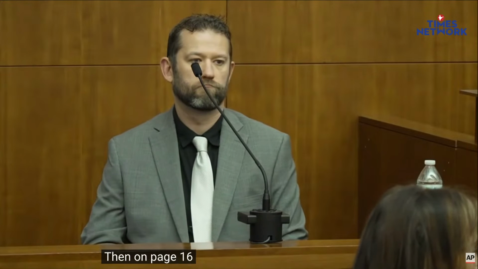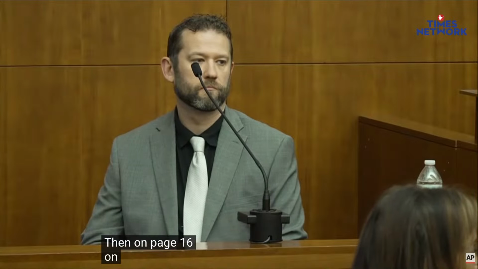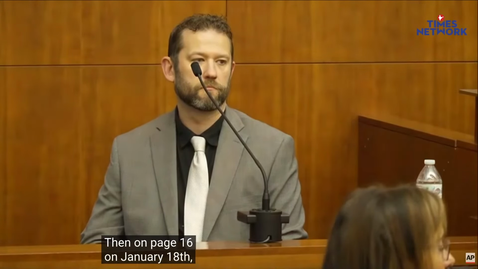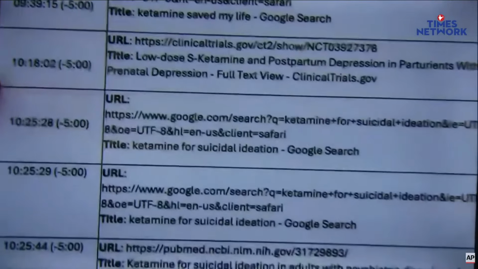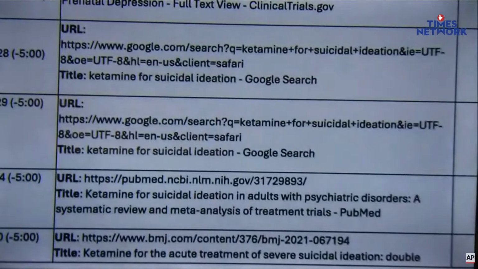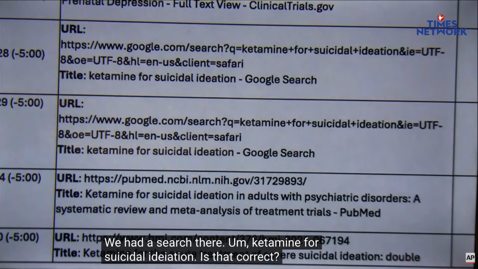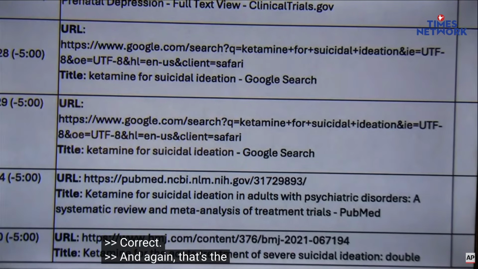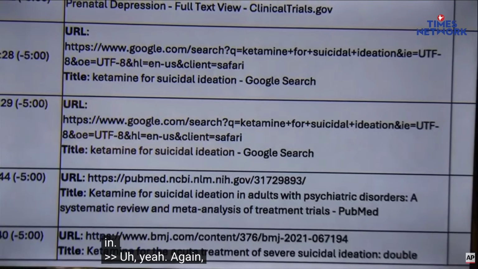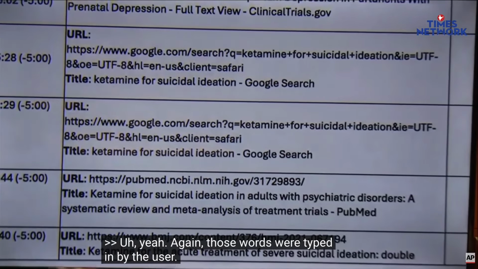And then on page 16, on January 18th, 2023, at 10:25, we have a search there, ketamine for suicidal ideation, is that correct? Correct. And again, that's the user typing that in? Yeah, again, those words were typed in by the user.